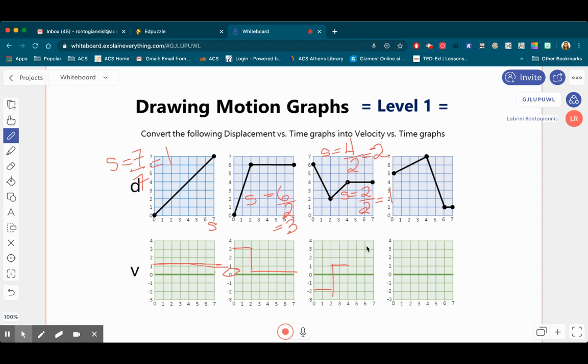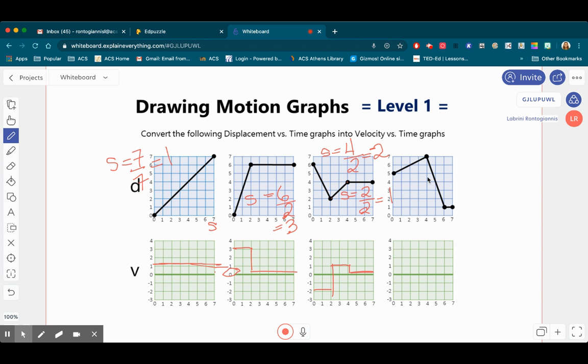Okay, and in the last leg of this trip, we can see that the person stayed at the 4 unit mark. They stayed there for 3 seconds. There was no motion. Now to show no motion in a speed time graph, we would simply put, like we did before, for 3 seconds, right on the x-axis. Okay, so this would tell us that the person is not moving, just like it tells us here.